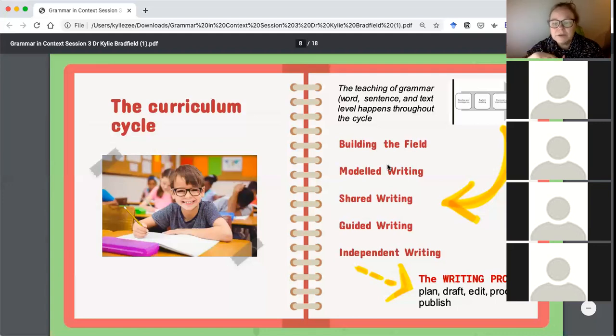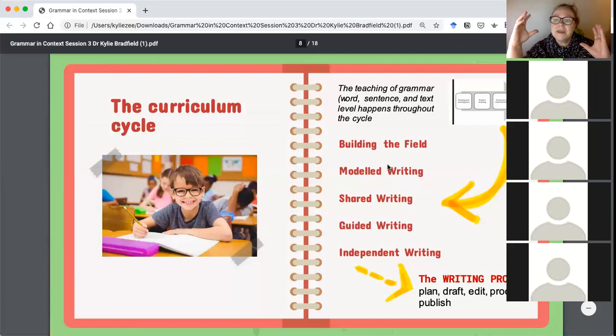So the writing process, which includes planning, drafting, editing, proofreading, and then finally publishing, is only one small element of the whole cycle. I see many teachers who go from introducing something to the writing process and skipping modelling, sharing, guiding all the way through, and then wondering why their students aren't writing a recount properly.